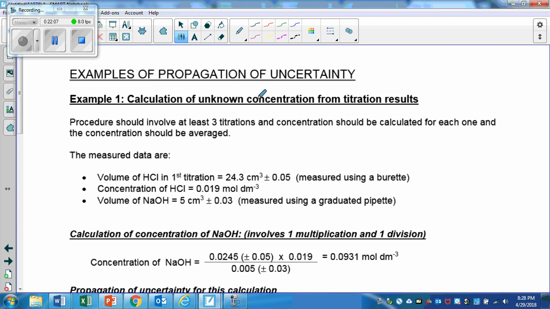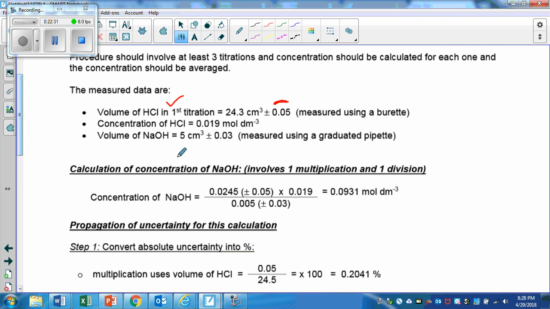So calculating unknown concentration from a titration. Let's say we're doing a titration. We have a volume of the hydrochloric acid. This is your volume measured in the burette. This is the uncertainty I told you before. The burette is plus minus 0.05. The concentration is moles per cubic decimeter. The volume of the base is this. So when I'm calculating the concentration of the base, I'm doing the volume multiplied by the concentration divided by the base. So this is what I'm doing with the uncertainties.